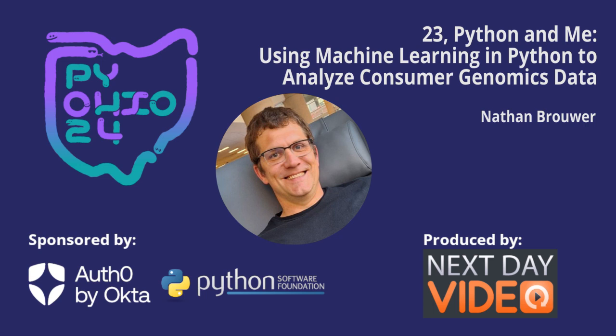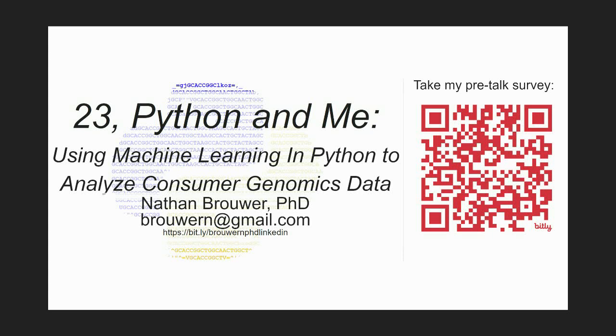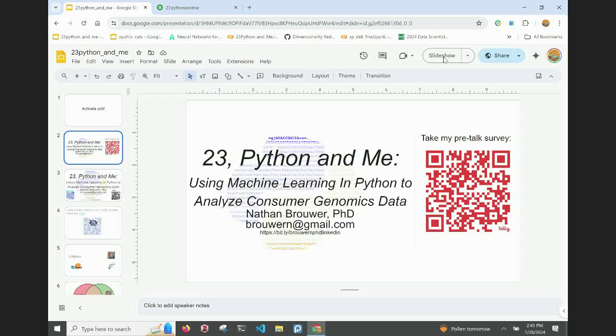I am Nathan Brouwer, and I'm going to be talking about how we can use Python and tools in data science and machine learning to analyze genomic data, including data that possibly you've had collected on yourself through 23andMe.